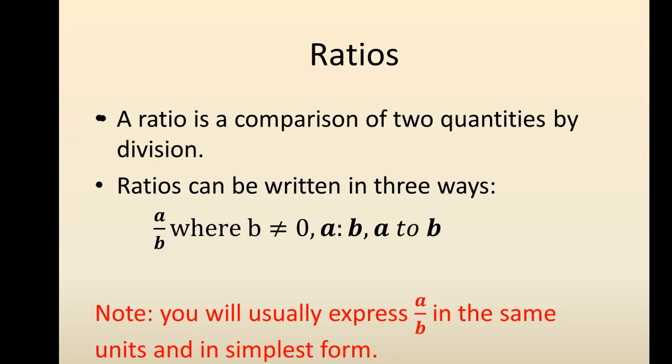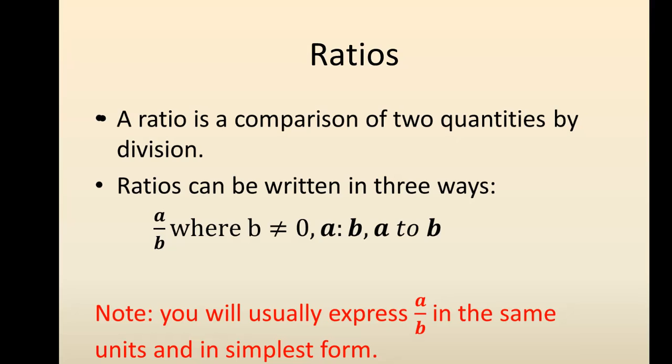Typically this will be in a word problem or in a sentence type form. One thing to note is they're all said the same: a to b. Whatever comes before the word "to" is usually your numerator, and what comes after is your denominator. So pay close attention to how the wording of these ratios is. I'll let you know what is your numerator and what is your denominator.